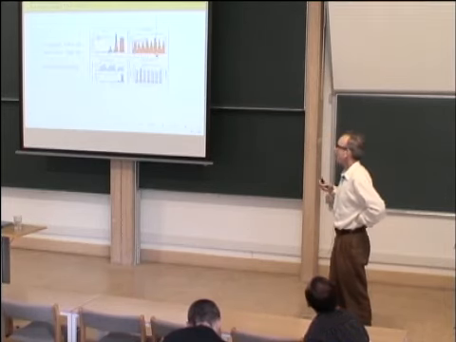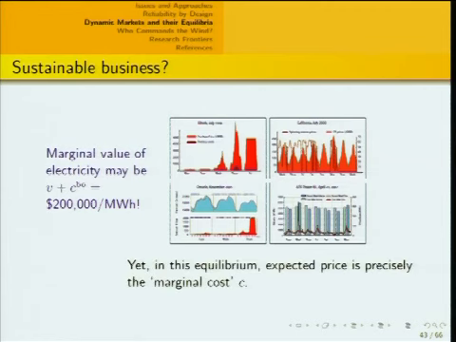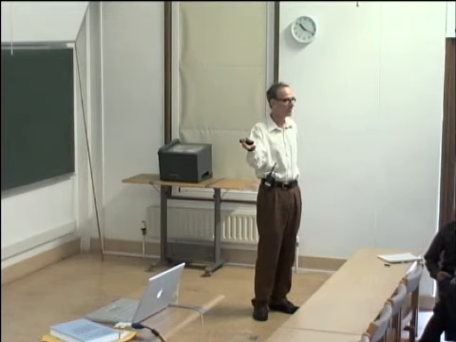Now, one more caveat. I'm saying that the marginal value of electricity might be $200,000 a megawatt hour, which is infinite, basically, a lot more than $10,000. But the amazing fact is that in the equilibrium, the expected price is precisely the marginal cost. So when I presented this talk for the first time at Stanford, I was asked, fantastic, it is nirvana. I mean, what could be better than that? You've got prices at marginal cost, everyone's happy.